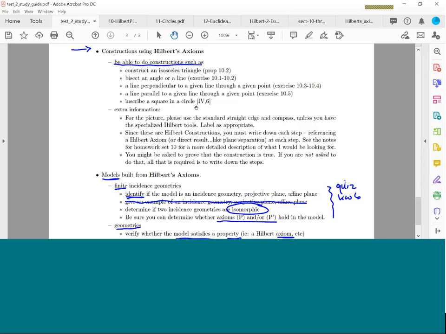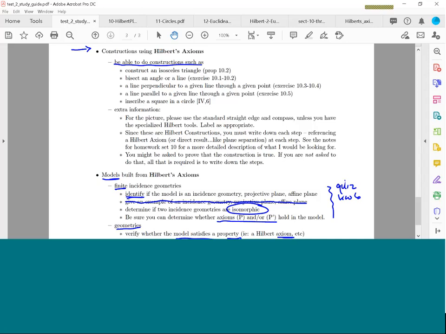But yes, in terms of the Hilbert constructions, you are totally allowed to use straight edges and compasses. However, just remember, straight edge is fine no matter what. Compasses, don't use the compass to draw a circle. Why? Because we have no guarantees yet in a Hilbert plane that circles and other circles, or circles and straight lines, intersect. We're going to get that result tonight, but it's after the constructions.